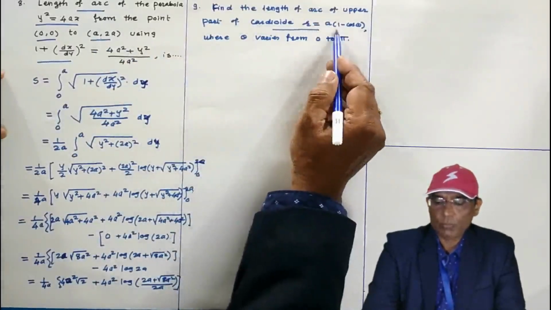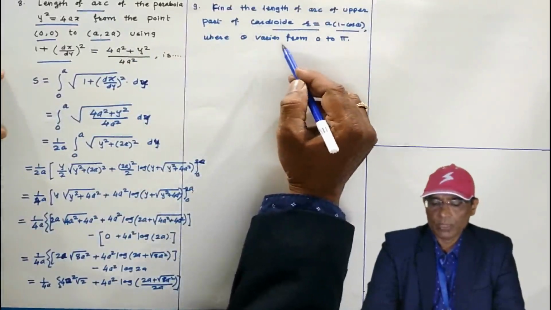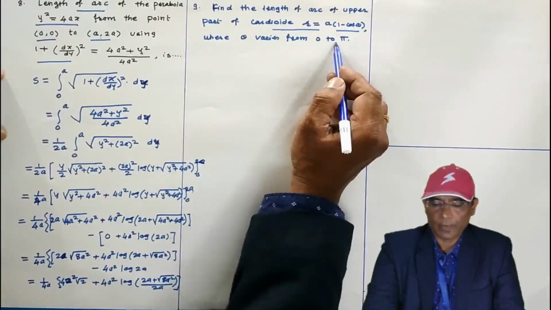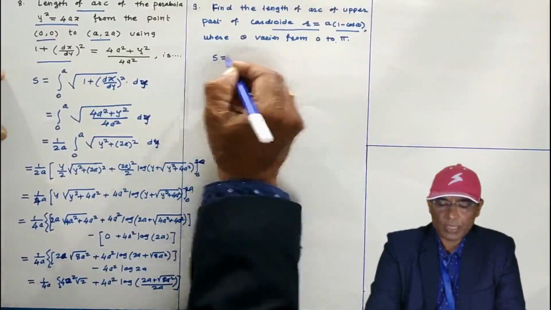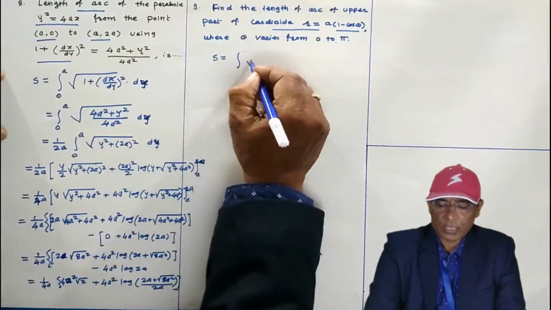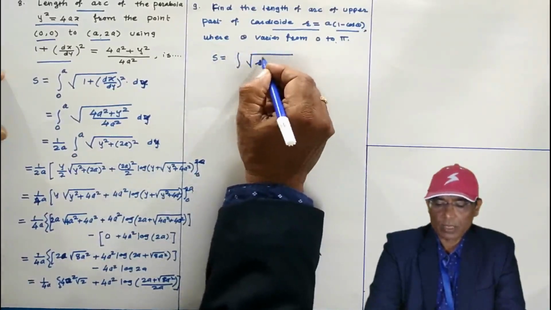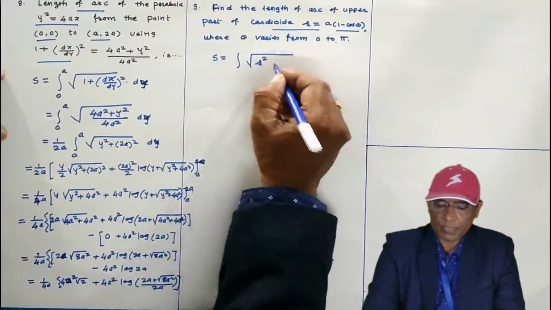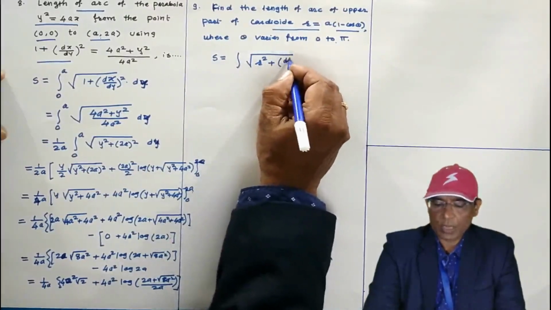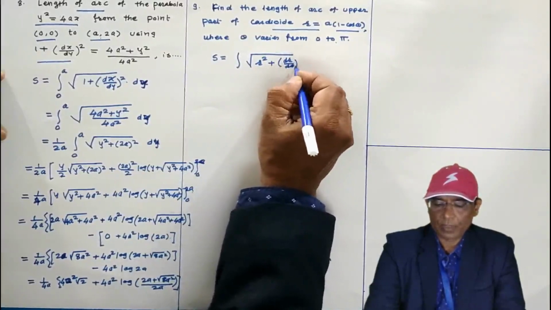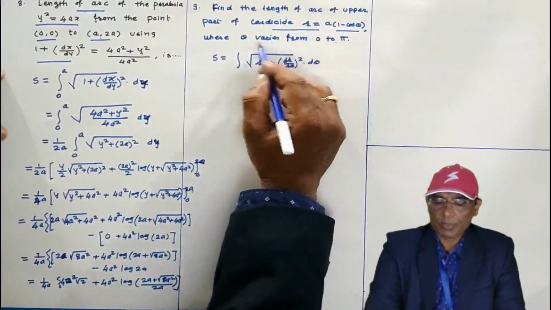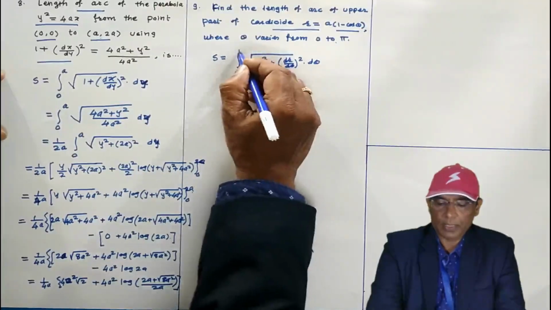Now it is a polar curve. Theta varies from 0 to pi. And what is the formula for this? The integral, where r is given in terms of theta, of the square root of r squared plus (dr/d theta) squared, d theta. This is the formula. The value of theta is given from 0 to pi directly.